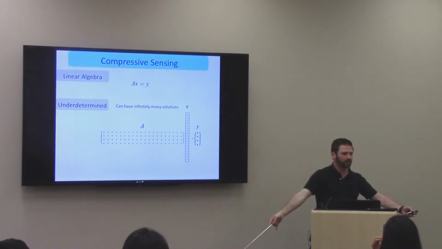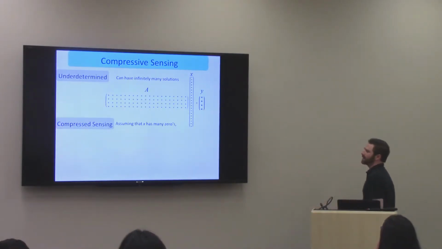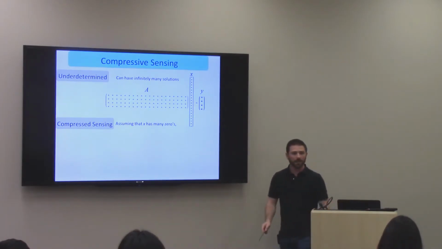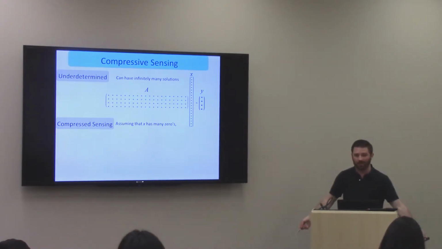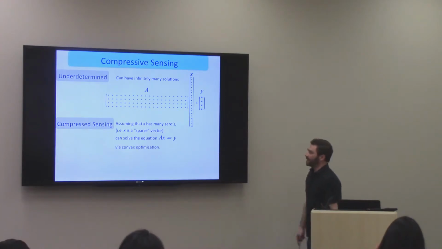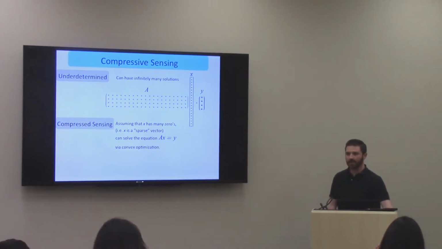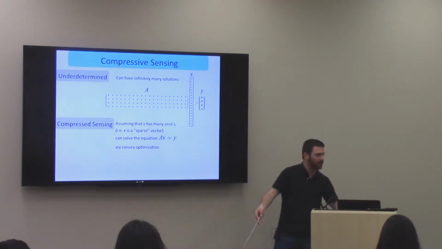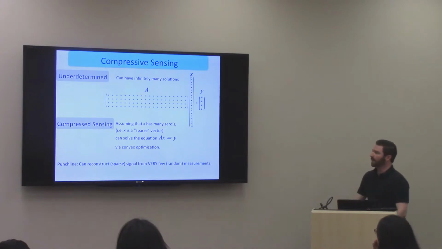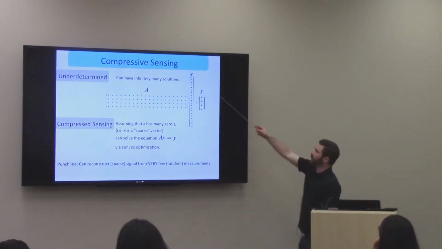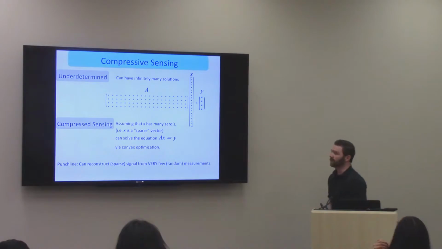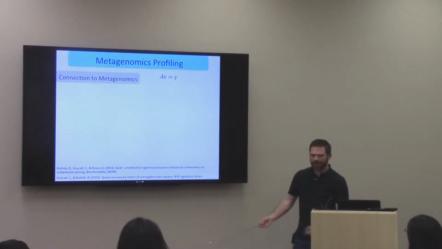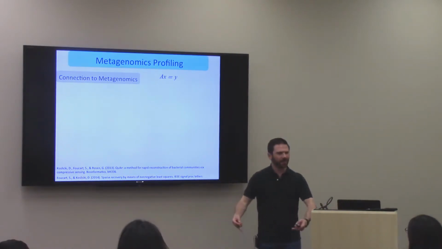You can't solve that. However, along comes compressive sensing, which says that if you make one slight little assumption, that X has a lot of zeros, then this problem actually becomes tractable. So you can solve the equation AX = Y via convex optimization by looking for the sparsest solution, or the solution X with the most zeros, that still satisfies AX = Y. This is very cool because you can reconstruct sparse signals from very few and even random measurements, which is kind of nice. So what in the world does this have to do with metagenomics? Well, let's make the connection right here.